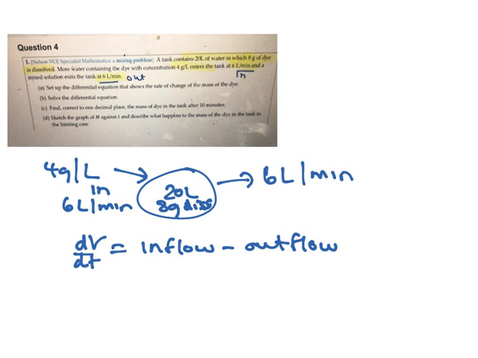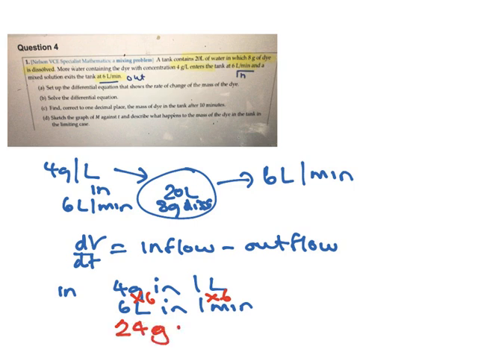So looking at this, the inflow, and we're talking about the dye, is 4 grams in 1 litre, and you've got 6 litres in 1 minute. So if you times by 6, that would be 24 grams in 1 minute. So going in would be 24 grams per minute. So 24 grams per minute, that's going in.